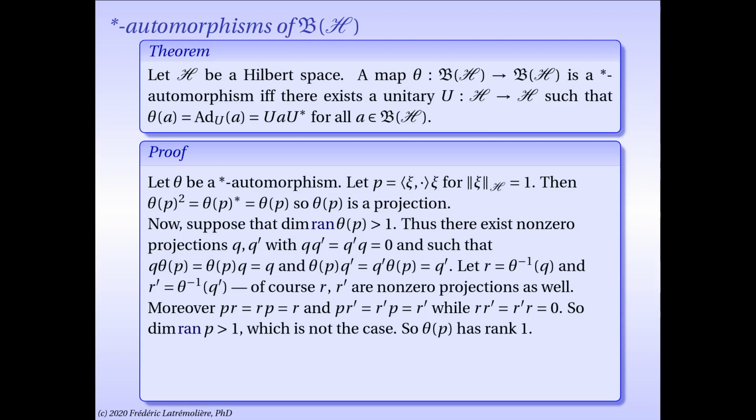Then this tells you that we have found an orthonormal family of two vectors inside the range of p, which forces the dimension of the range of p to be at least 2, since of course orthonormal families are linearly independent. Since we know that in fact we chose p as being a rank 1 projection, we can conclude that theta of p must indeed have rank 1. This is a very interesting first quick observation. A star automorphism of B of H maps rank 1 projections to rank 1 projections.